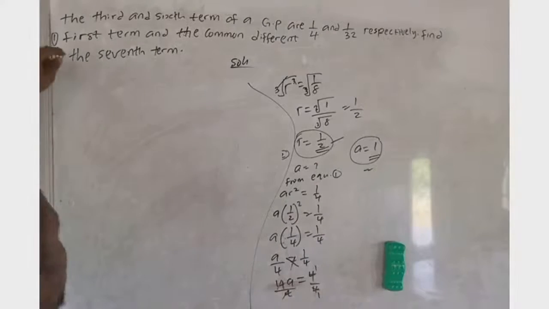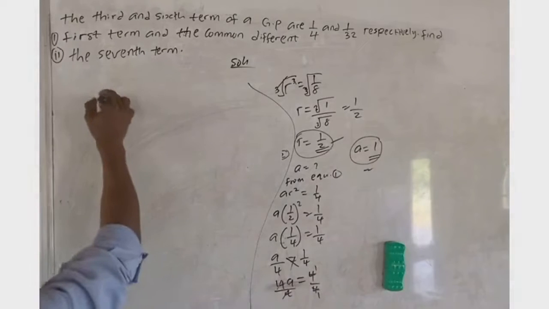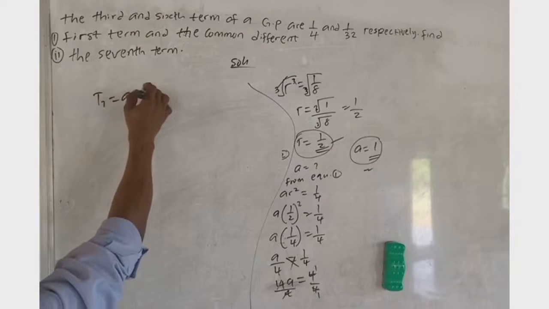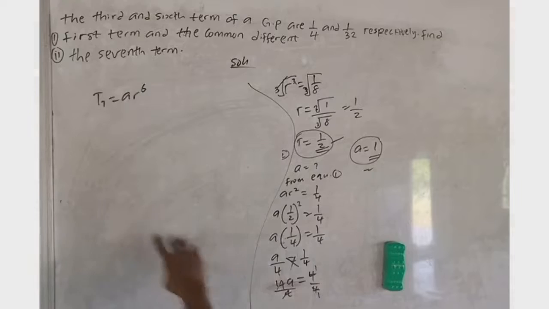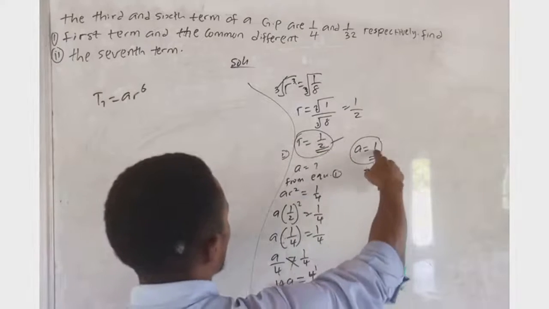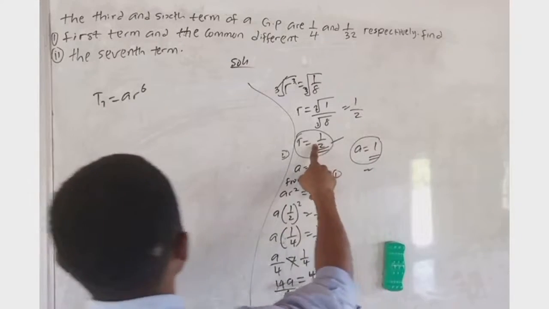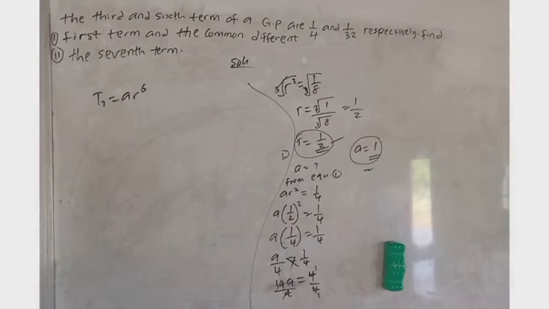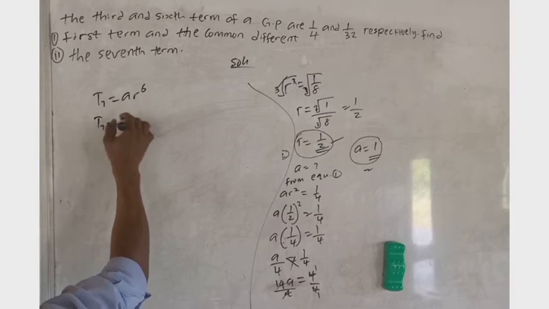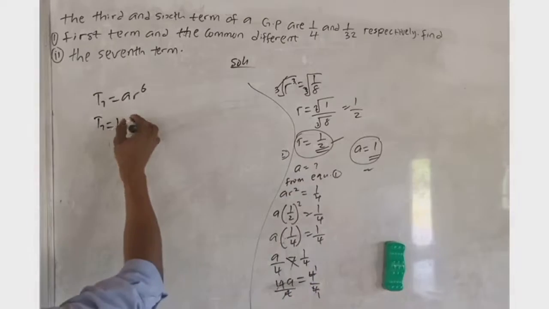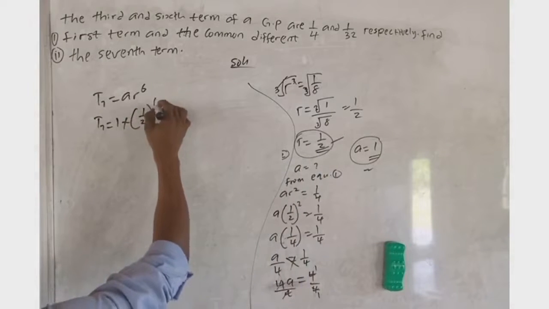So now, question 2 says to find the 7th term. So the 7th term, T7, is equal to a r raised to power 6. So we want to get this 7th term. Since we have our first term a to be 1, and our r to be 1 over 2, let's substitute into our 7th term. Since a is equal to 1, we have 1 multiplied by 1 over 2, everything raised to power 6.